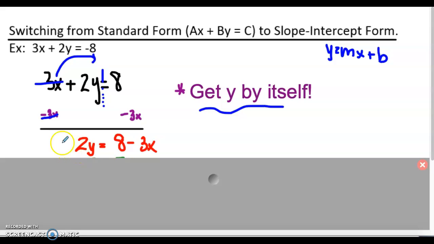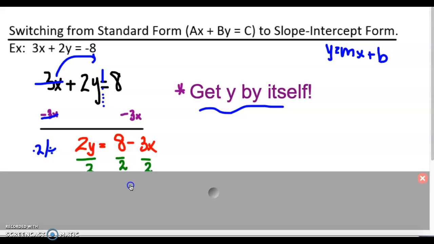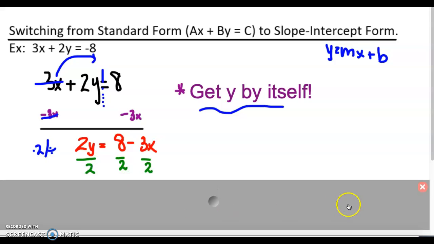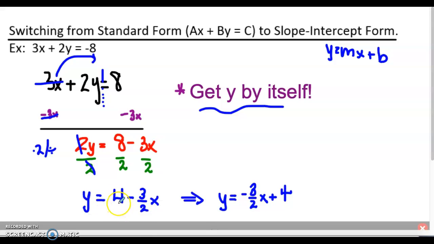So I'm looking over here, 2 is being multiplied by y, so to undo multiplying, we have to divide. So I'm going to divide everything by 2. 2 divided by 2, that's going to cross off. 8 divided by 2 is going to give us 4. So we get y equals 4 minus 3 half x.